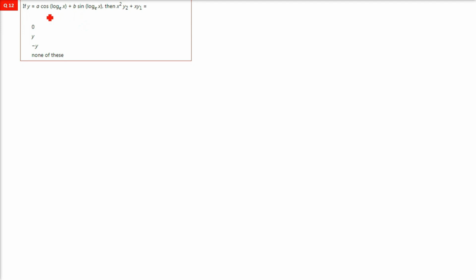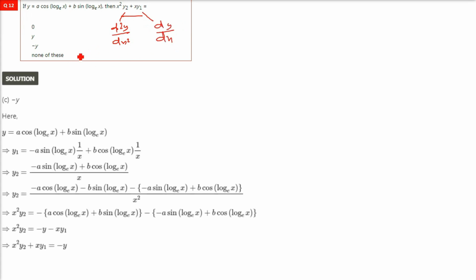Now y is a cos log x plus b sin log x. You have to find out x square y2 plus x y1. So y2 is d2y by dx2, y1 is dy by dx. So we have to do both of these, but this y is going to come back again. So there is no trick here. Just this a cos log x and b sin log x will come up somewhere, and what you have differentiated, the first differentiation, that may also come up.